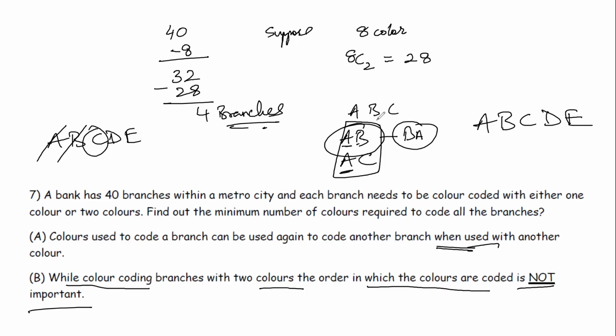So since we have considered that, we can use 9 colors to get to the answer, because we know that with 8 colors we came to the closest of 36 branches we could cover, but 4 branches were remaining. So I'm pretty positive that with 9 colors we'll cover more than 40 branches, and that will be the minimum number of colors required to code all the branches. Therefore, C is the answer. C.